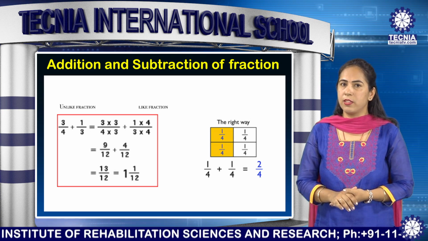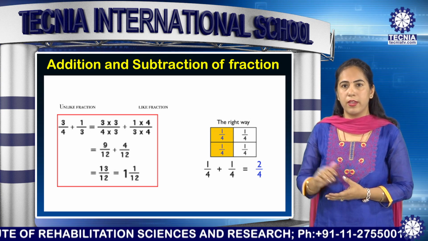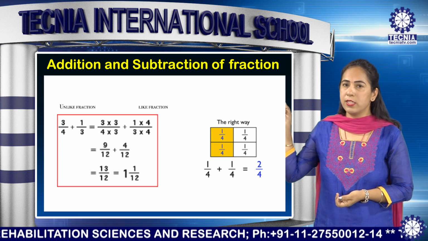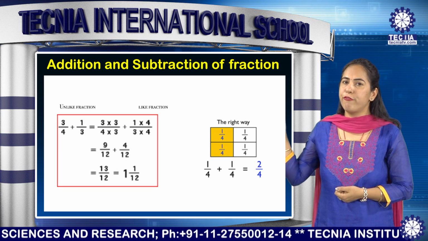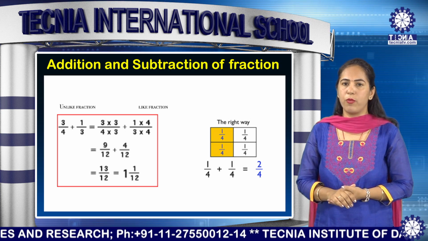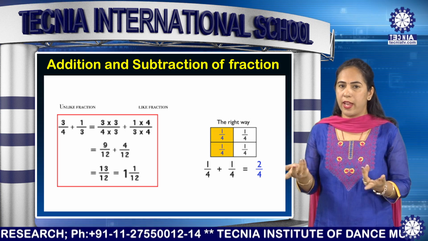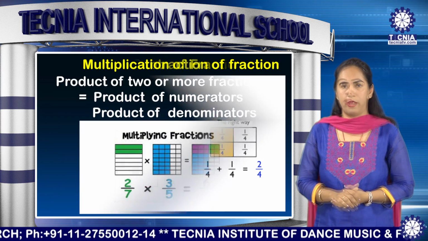Here we are adding 3 by 4 and 1 by 3. LCM of 4 and 3 is 12. Now the new fractions become 9 by 12 and 4 by 12. Adding them we get 13 by 12. That is 1 1 by 12.